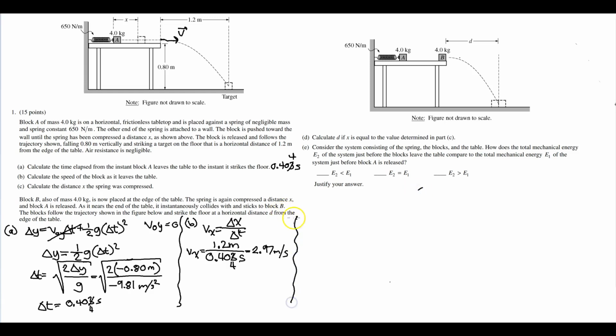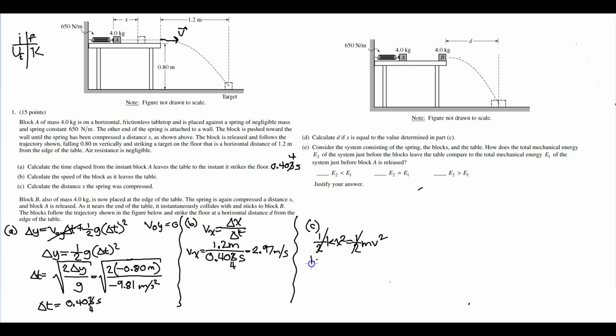And part C, calculate the distance x the spring was compressed. This is basically conservation of energy, because they give us a frictionless tabletop. When they compress it, initially there's elastic potential energy from the spring, or spring potential energy. Then it gets converted into its maximum kinetic energy. So we'll set both of these equal: 1/2 k x squared equals 1/2 m v squared.